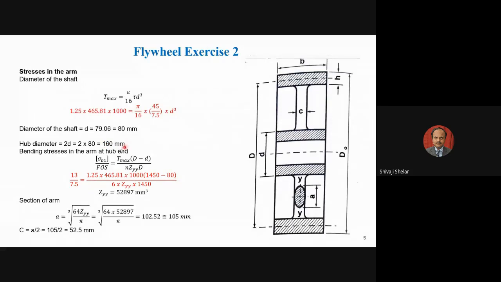Then bending stresses at the hub end. So there will be bending stresses here, when the arm is joined to the hub. The stresses induced at this point will be bending stresses. I am taking that bending stress value equal to the limiting value sigma B1 upon factor of safety, into your maximum torque here into D minus T.